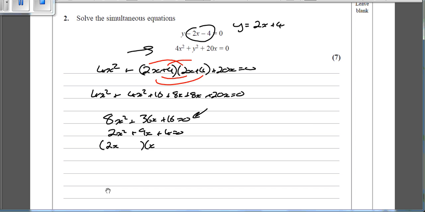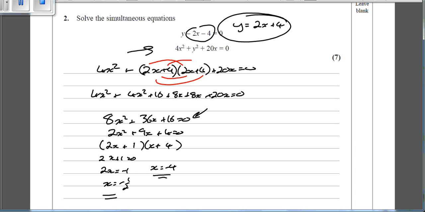So then let's factorise that. 2x and 1x. 4 lots of 2x is going to be 8x plus the 1 there. So we've got 2x plus 1 equals 0. So 2x equals minus 1, x equals minus 1/2. Exactly the same way, but x equals minus 4 here. So those are your two x solutions. Substitute them into our original equation to find out what the y solutions are. So 2 lots of minus 1/2 is going to be minus 1, plus 4 equals 3. And then we've got y equals 2 lots of minus 4, which is minus 8, plus 4 equals minus 4.